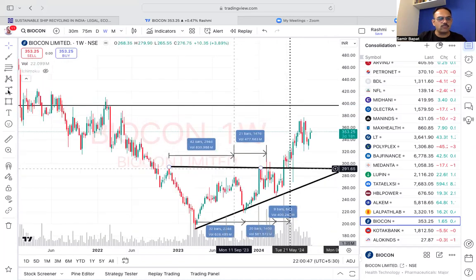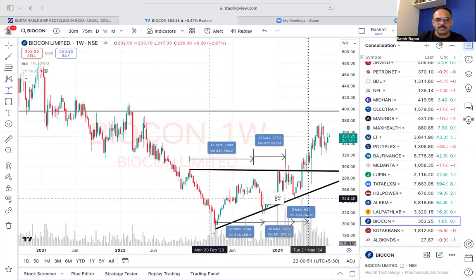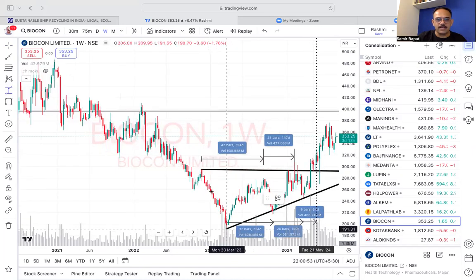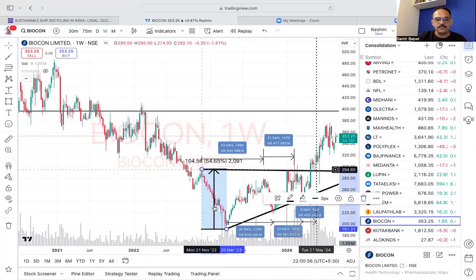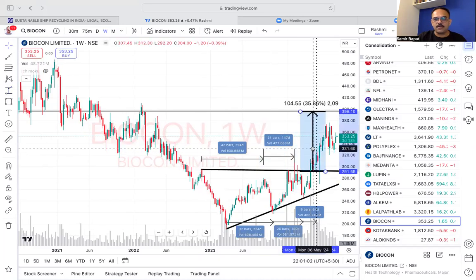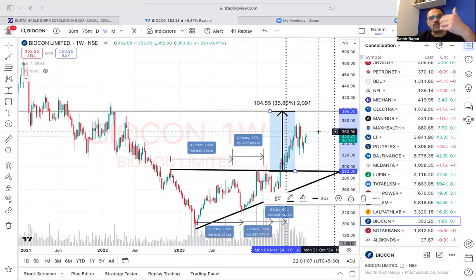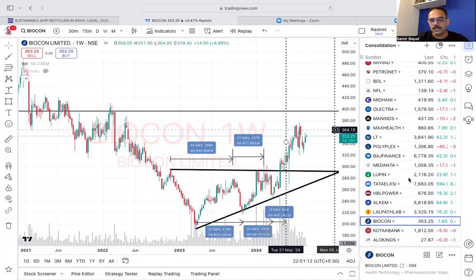It is likely to take the maximum width. So we have to measure the maximum width. We'll measure from here till here. This is like 104 points. We keep it here, from the top of the triangle. This is our target. Anyway, Biocon has already gone here, with some more headwind till it reaches here. So this is for Biocon.